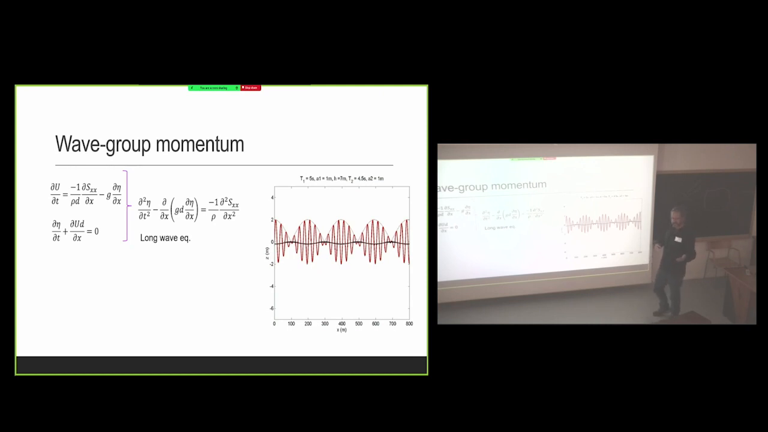So similar to the wave momentum for the mean, I now go to the wave momentum at the wave group scale. So again, now I have a time variation. So this is the infragravity velocity. I look at the continuity equation, I take the linear version of the momentum equation, and I combine them, and I get to the long wave equation.